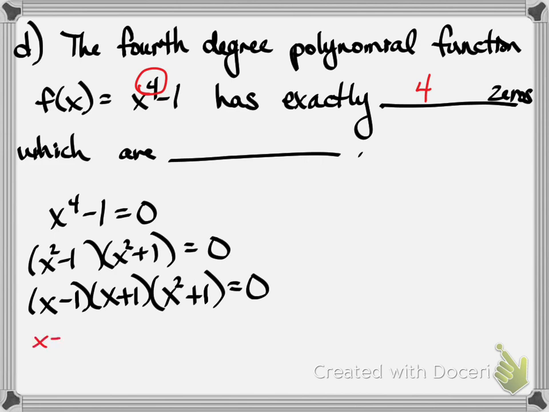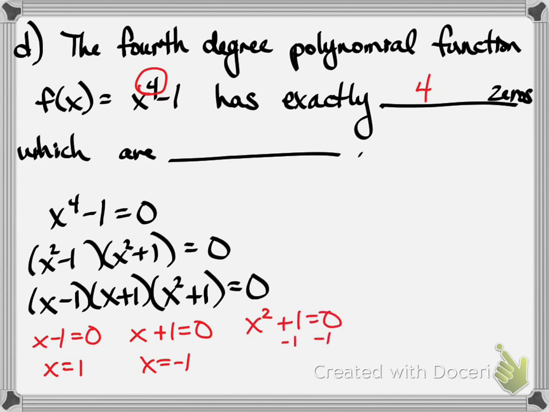Now you set each of your factors equal to 0. X plus 1 equals 0, and you get your negative 1. X squared plus 1 equals 0, minus your 1.